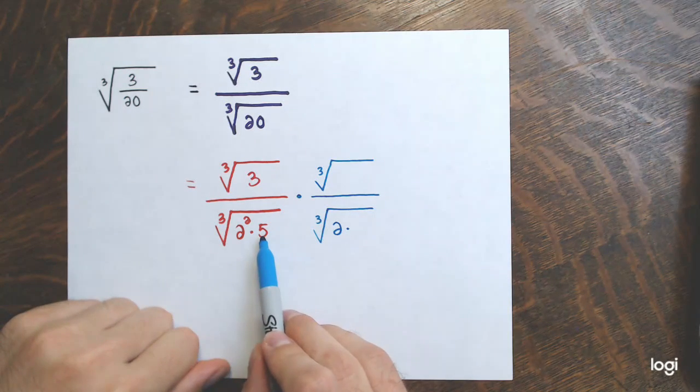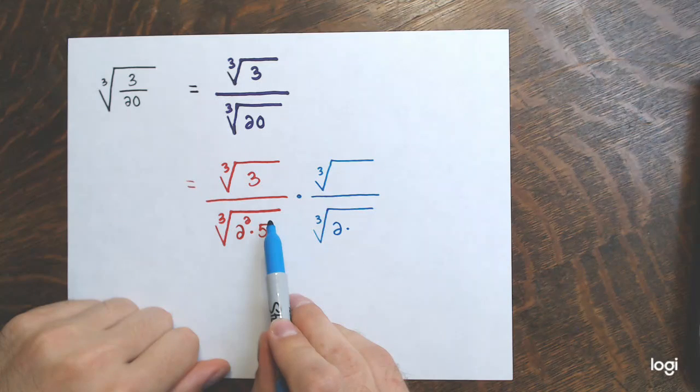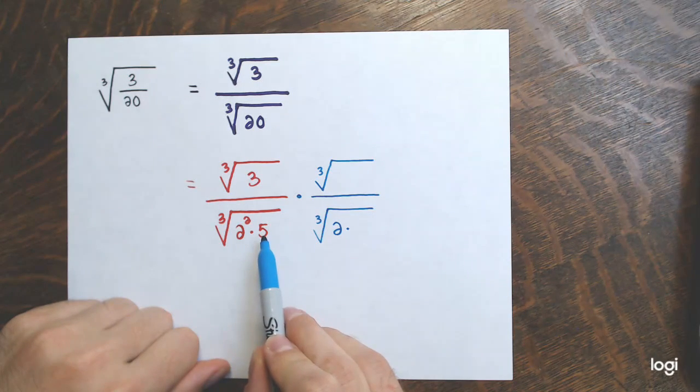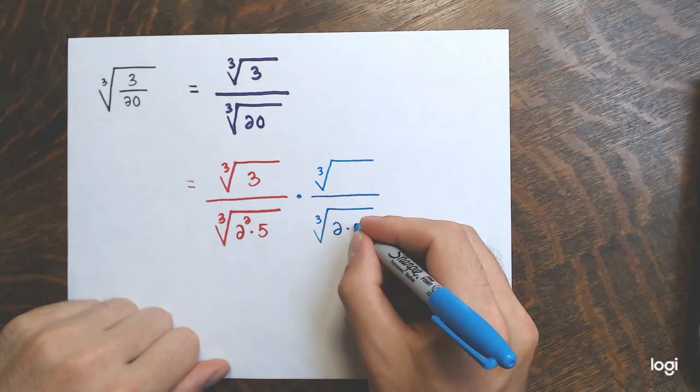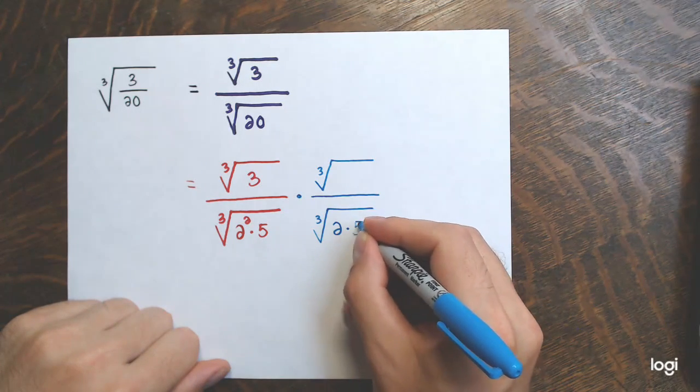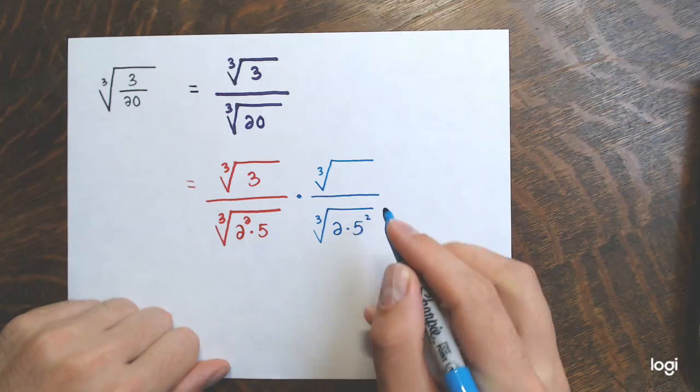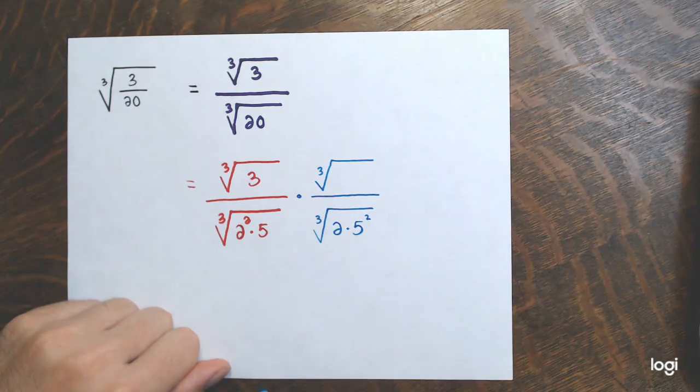And then the factor of 5, I only have one of those. So if I only have one of these here, I need 2 more to make a perfect cube, right? To make 5 cubed. So in the radicand of this, I'm going to put times 5 squared. Right? That'll give me 5 cubed.